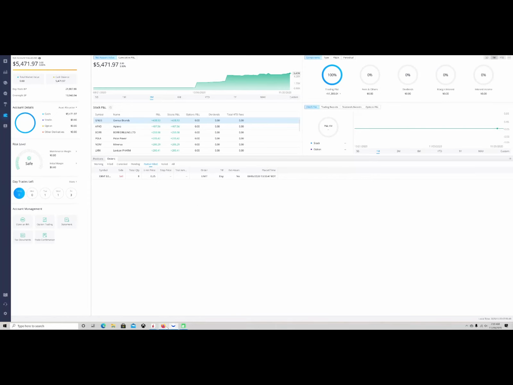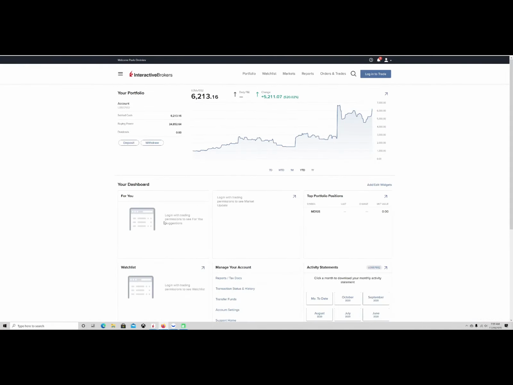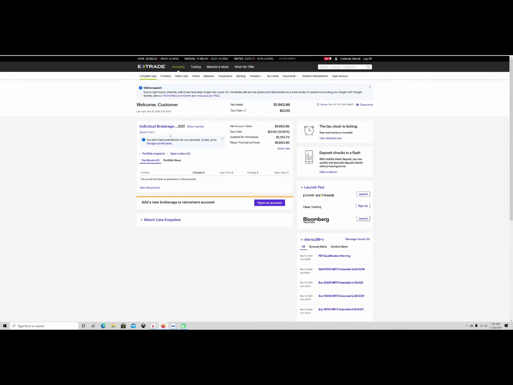And my very last account is E-Trade, and on this account I have $1,600, almost $1,700, and I use it exclusively for OTC stocks. It's over-the-counter stocks, and I use it for OTC dip buys and sometimes shorting strategies. Okay, so here was a very brief review.